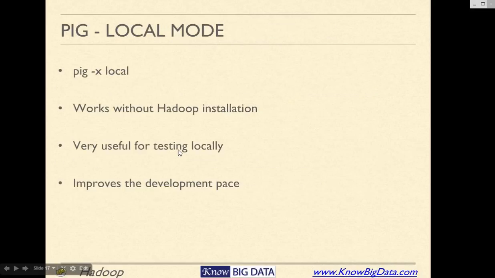Okay, so we already spoke about this. You say pig -x local. It will work without a Hadoop installation. You don't need a Hadoop installation. It is very useful for testing locally, right? It basically improves the development pace. A mapper, a reducer, and so on is not going to be fired each time. You can quickly work on sample datasets in the local mode. So it is very useful for testing.